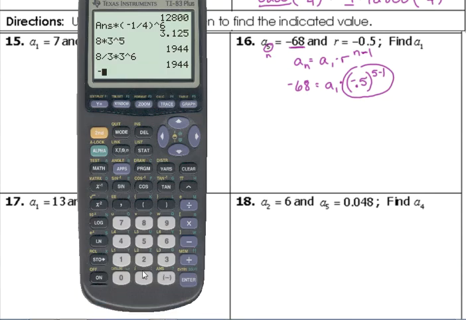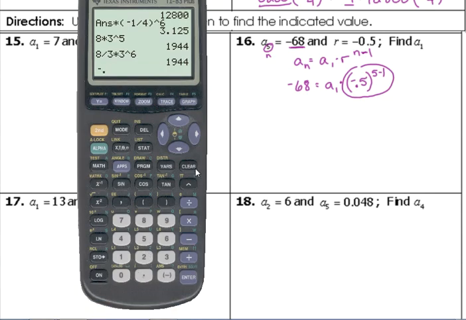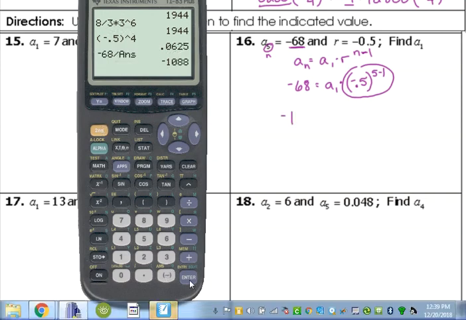So let's find that, negative 0.5, whoops, parentheses. Always put parentheses, especially if it's a negative, if you're raising it to a power. I got away with it right here because it was a positive number. But if it's a negative number, you have to put parentheses around it. So negative 0.5 to the 4th, and we're going to divide negative 68 by that number, and that is our a sub 1. Okay, that is your a sub 1.